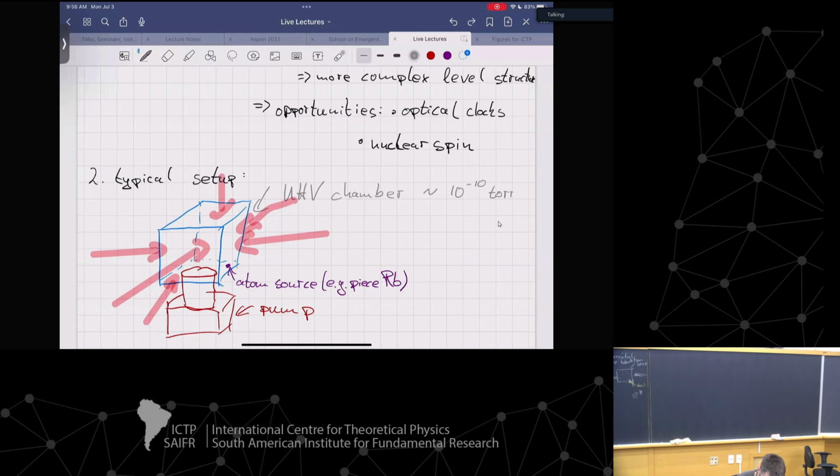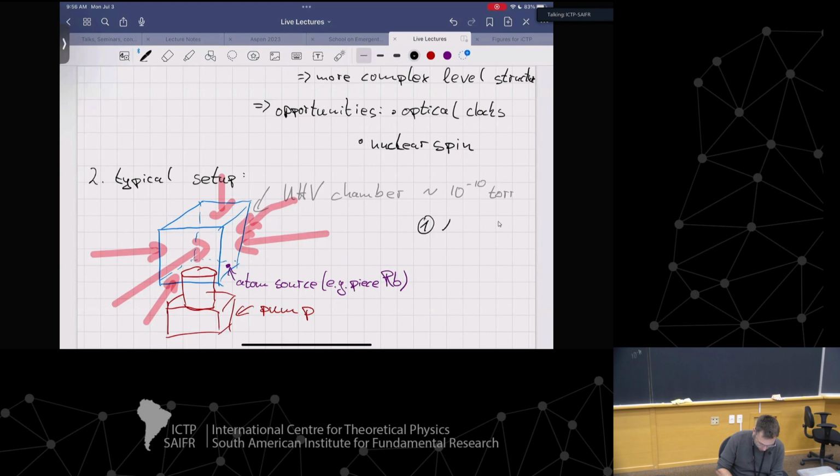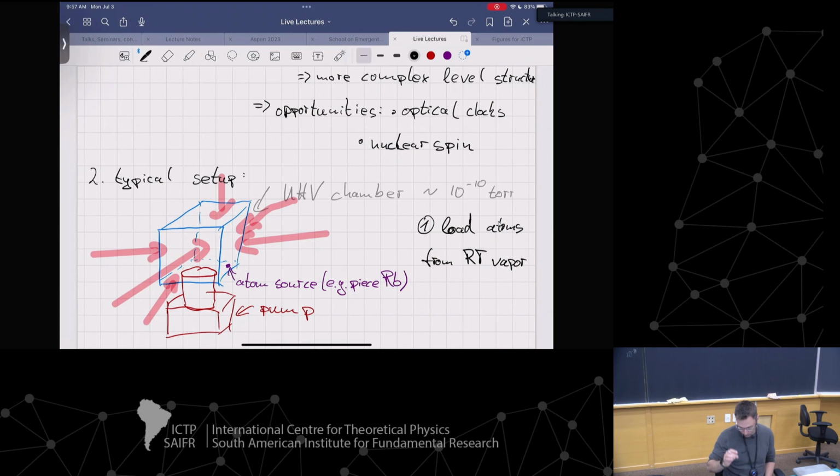So in this very simple setup, and your questions already went much, much deeper, but let's dial it back again. In this very simple setup, we just load atoms from room temperature vapor. So that's just the piece of atoms that sits there. Or we need to heat them maybe a little bit up, and then we have an atomic oven and get atoms from there. And that's the first ingredient.